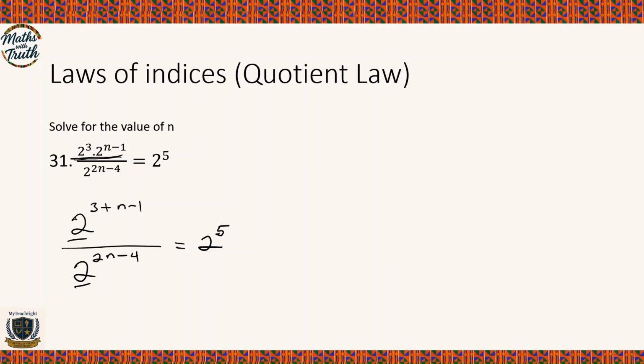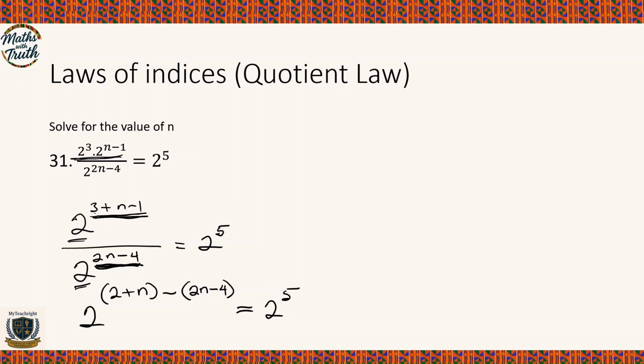And the quotient law of indices states that if you have two expressions with a common base, you subtract the exponents: the index of the numerator, that is 3 plus n minus 1, which is 3 minus 1, that is 2, plus n, minus the index of the denominator, that is 2n minus 4. And that should give you 2 exponent 5.